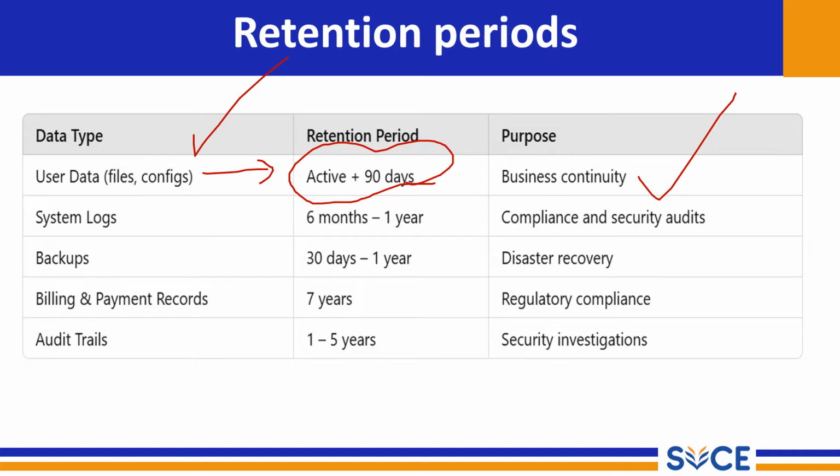And for backups, the retention period is 30 days to 1 year, and it is used for disaster recovery. And for billing and payment records, the retention period is about 7 years. So this is the maximum when compared to the other data types, and it is mainly used for regulatory compliance. Okay, and next one is the audit trail. It is mainly kept for 1 to 5 years, and here also it is used for security investigation.